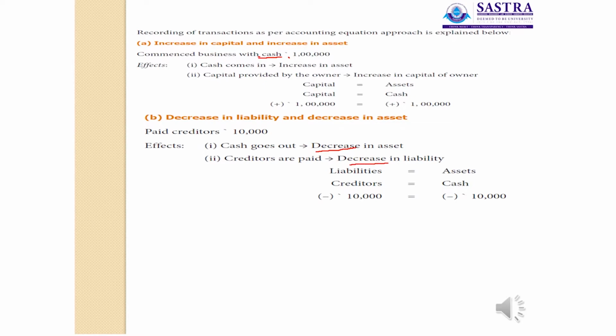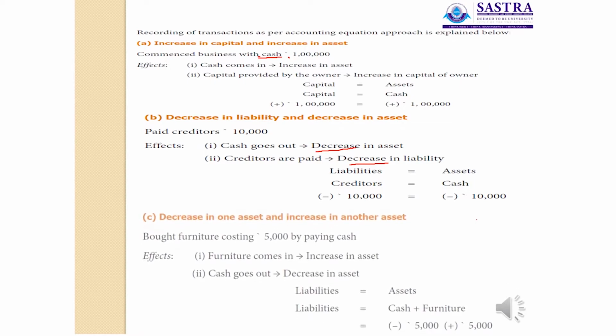Now you have to apply the accounting equation. The accounting equation is liabilities is equal to assets. What is the liability here? 10,000. 10,000 is a liability, so the value is decreased, so minus 10,000. Here the cash value is also decreased, so minus 10,000. So 10,000 will be decreased on both sides, so the accounting equation is equal here.